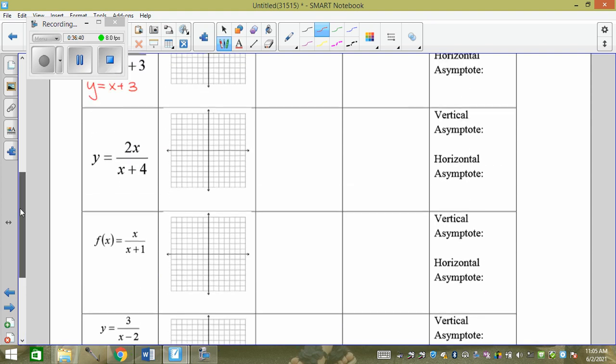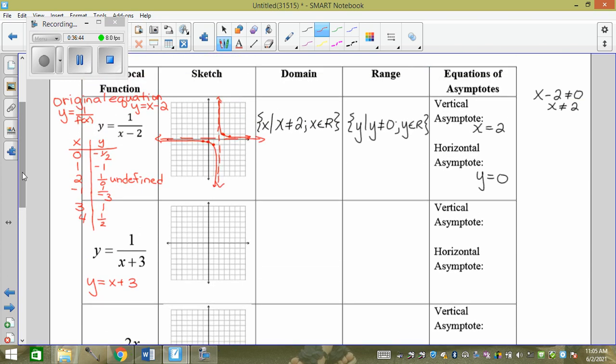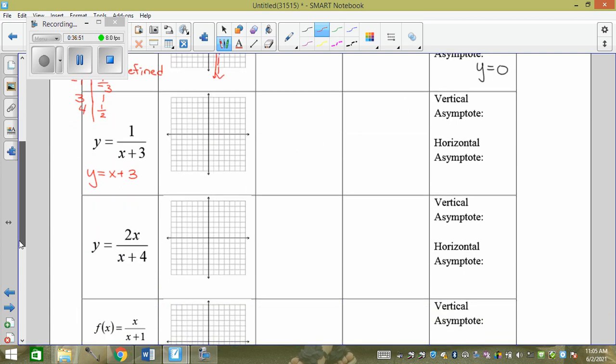These are called rational graphs. They're called rationals. The only way it's a reciprocal is if it's 1 over. The rest are just rational graphs. They're not reciprocals. I can't say determine the reciprocal of x plus 4 if I have a 2x on the top. It has to be a 1 over just the function. That's what a reciprocal rule is. So these are rationals. They're not reciprocals.